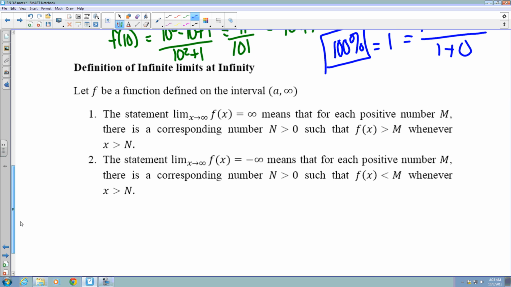If f is defined in an interval from a to infinity, the statement as the limit as x approaches infinity, f of x equals infinity, means that for each positive number m, there's a corresponding number n that's greater than 0, such that f of x is greater than m whenever x is greater than n. So really, that's extremely confusing, so we should just go on to the examples, which I think will explain the definitions.